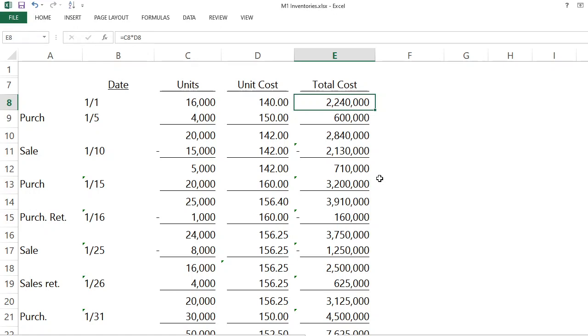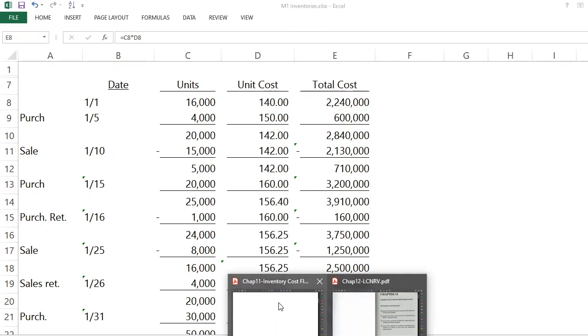So, that is it for our chapter 11. And, ano nga ulit yung chapter 11? Ayan, nakalimutan ko na yung title. Inventory cost flow. Ayun. So, we are going to proceed to LCNRV. Kung wala na po tayong tanong, then let's have lower of cost and net realizable value.